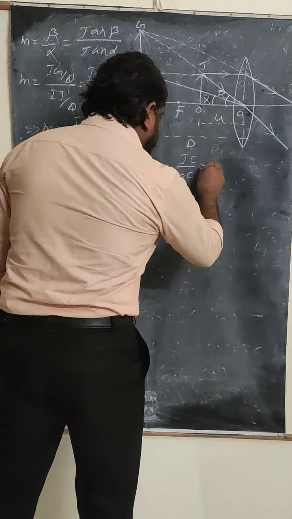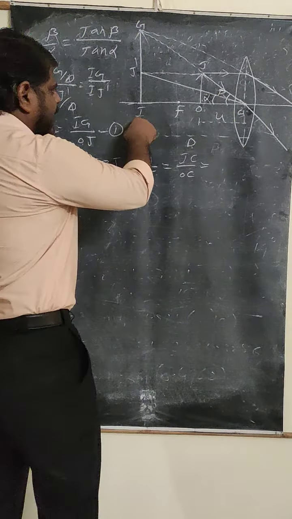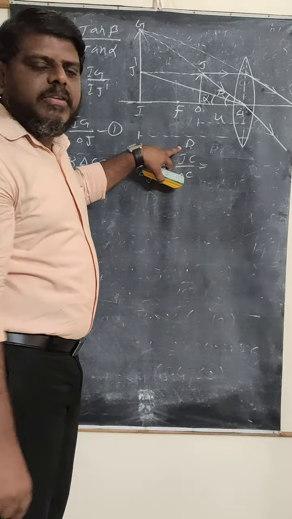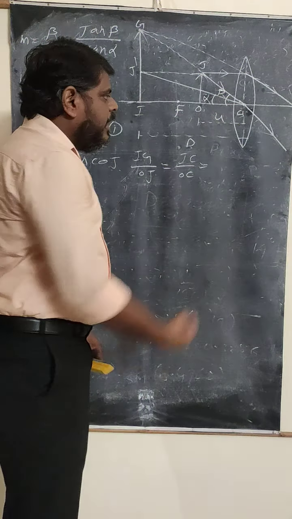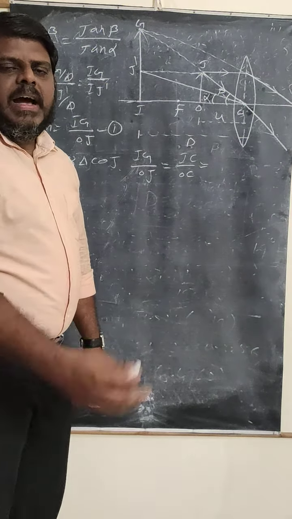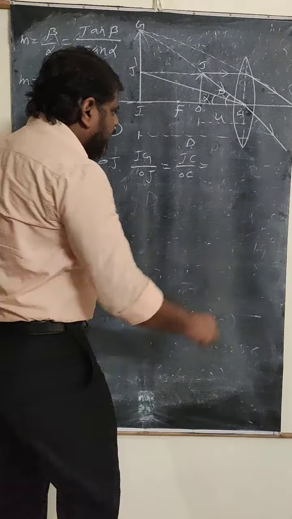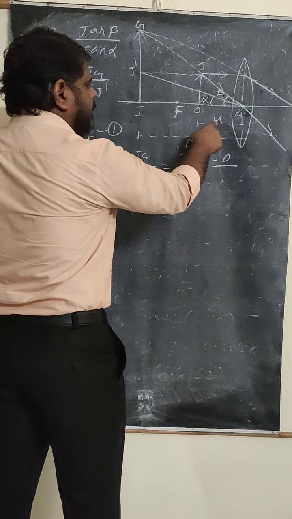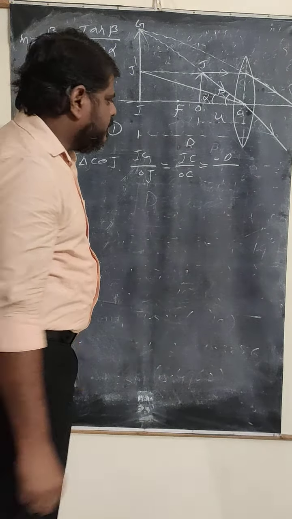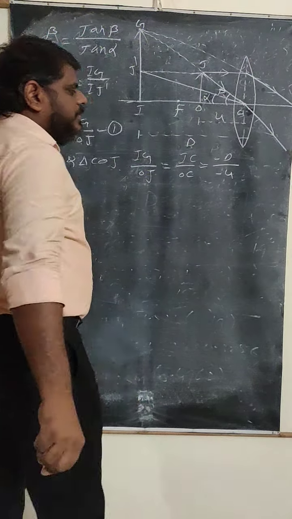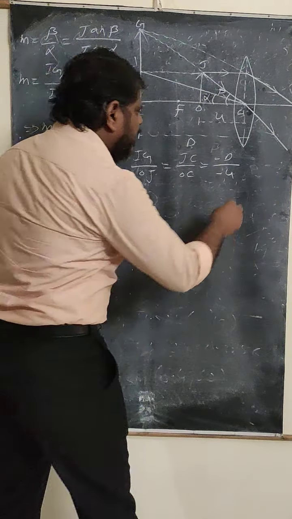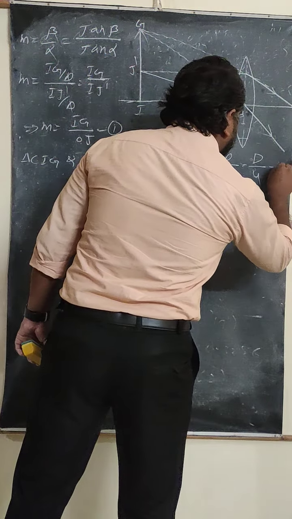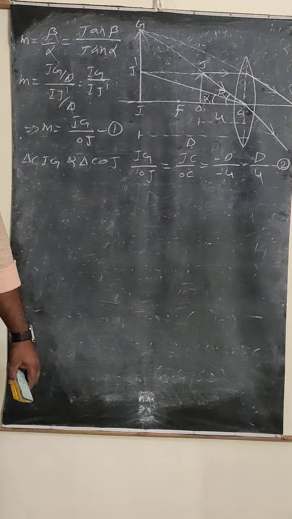That is equal to, what can IC be written as? IC can be written as D. But what sign can D have, plus or minus? Minus we have to write, because the ray of light is traveling to the right side and we are measuring the distances towards the left side. I think all of you remember the sign conventions. So that's why it will be minus D by OC. OC means what can you write? U. Plus U or minus U? Again minus U. So D by minus U, the minus signs will cancel. That becomes D by U, and you can call it equation number 2.